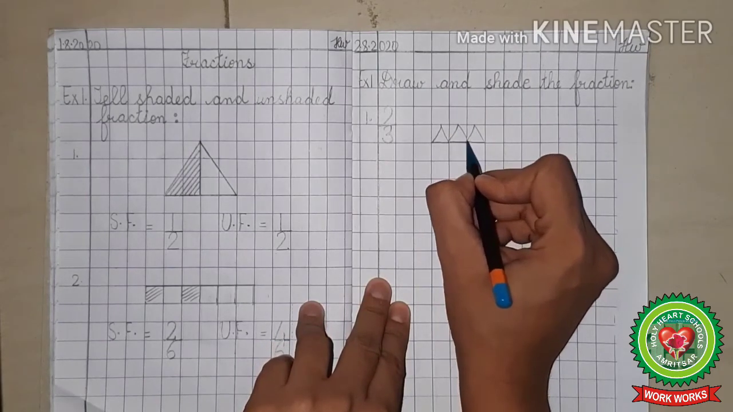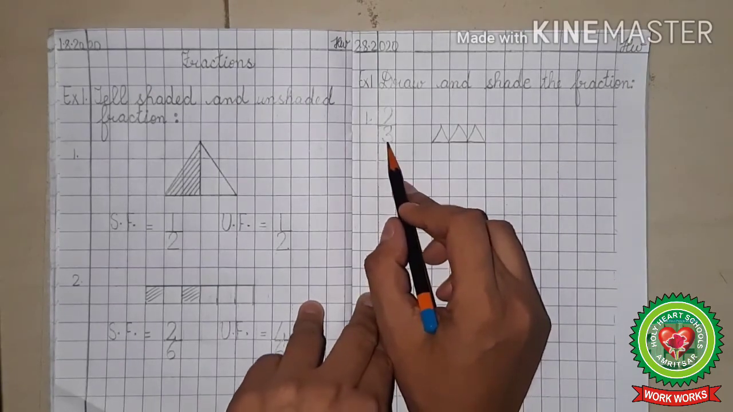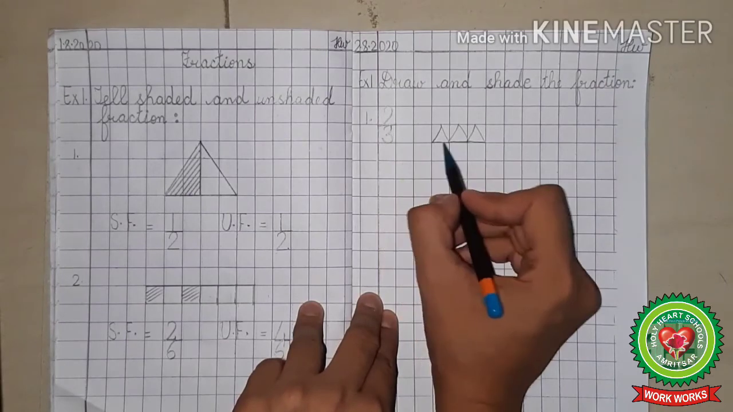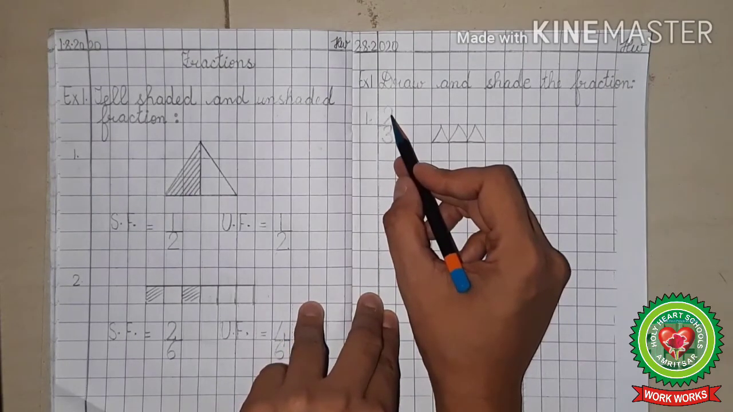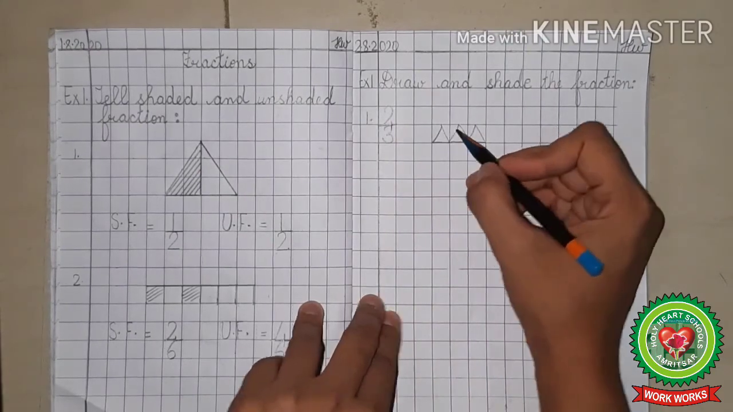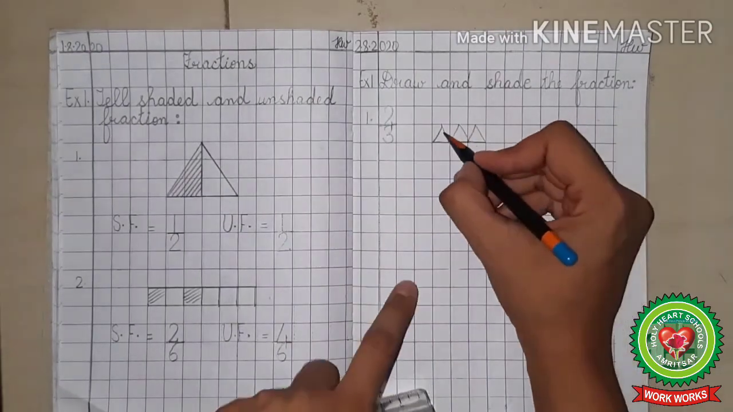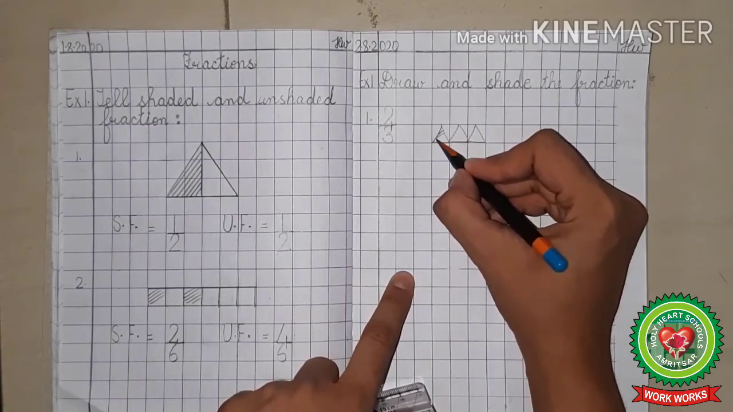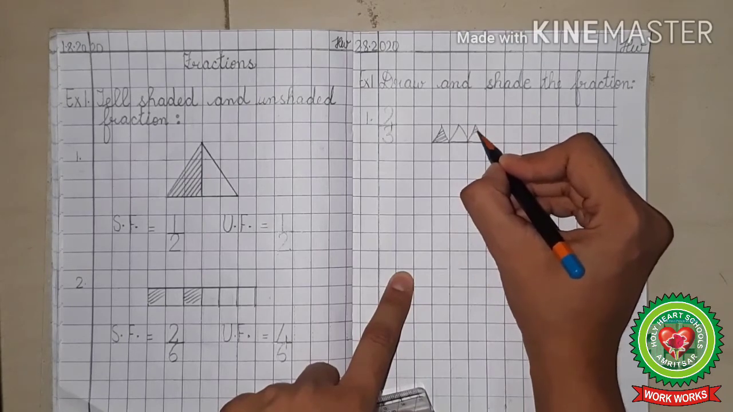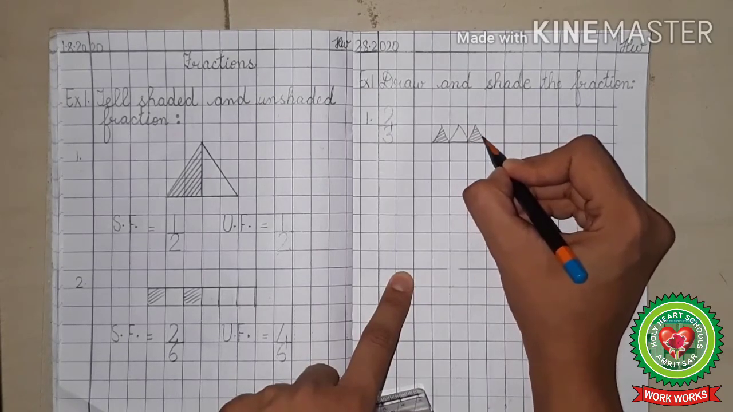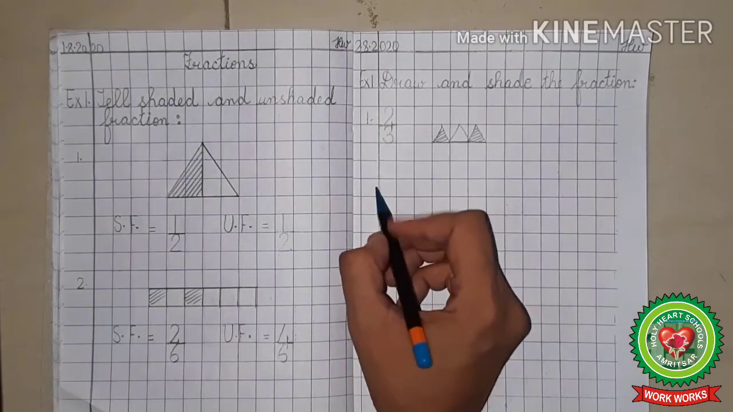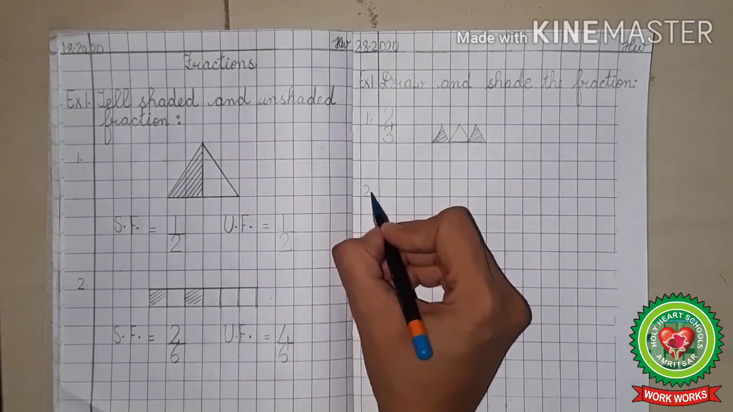Like this, I have drawn triangles. How many? 3. And we have to shade the fraction. How many triangles will we shade? We will see what number is given above the line. That is 2. So, you will neatly shade 2. You can either do it like this or with a scale. Shade any 2. Like this. Simple.